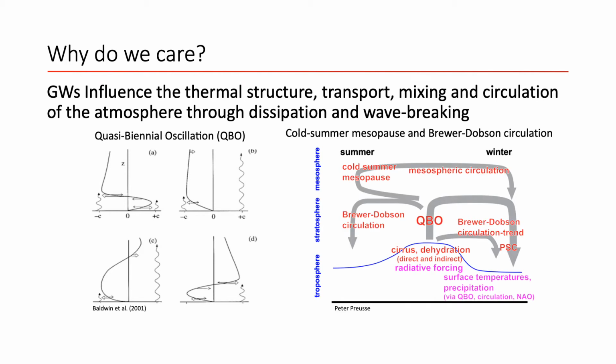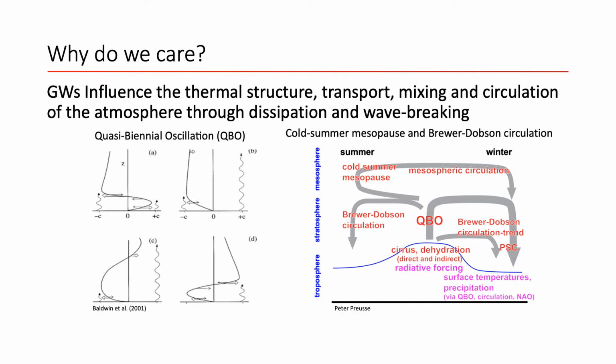Another is the general circulation of the atmosphere. Gravity waves contribute highly to the Brewer-Dobson circulation, which is a summer to pole circulation in the stratosphere, and also primarily drives the mesospheric circulation. Under thermal conditions, you'd expect the summer mesopause to be the warmest part of the mesosphere, when in fact it's the coldest.